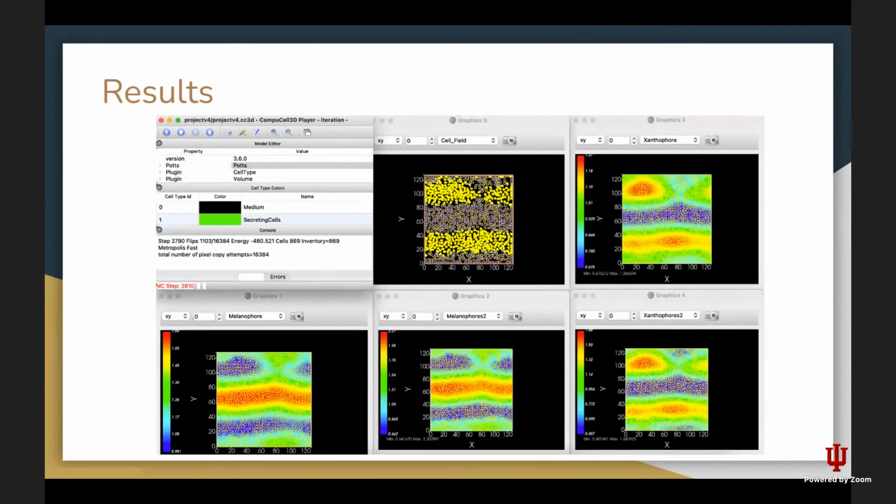This is nearing the end, when it's almost fully seeded in, where we have most of the cells in the environment. We can really see those nice stripe formations in the chemical fields now. And you can see that inverse relationship between the two chemical types, and how that shows up in the cell field.